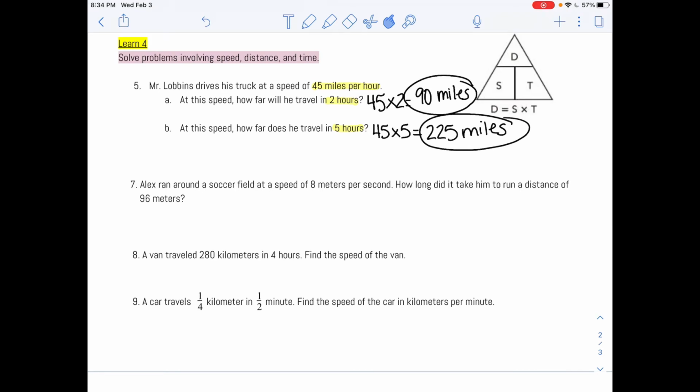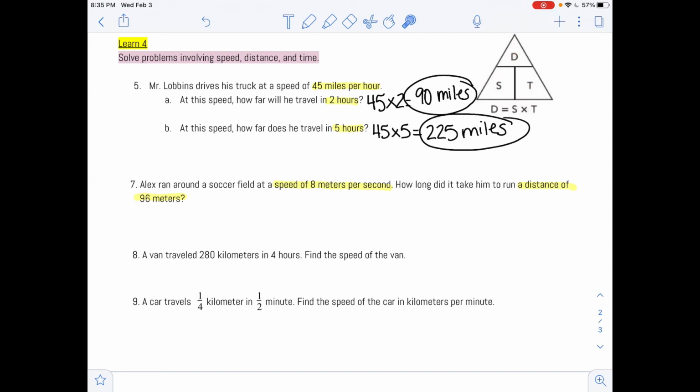Looking at the next problem, Alex ran around a soccer field at a speed of 8 meters per second. How long did it take him to run a distance of 96 meters? So in this problem, we're given our speed and we're given our distance. If we're given our speed and our distance, we're solving for time.